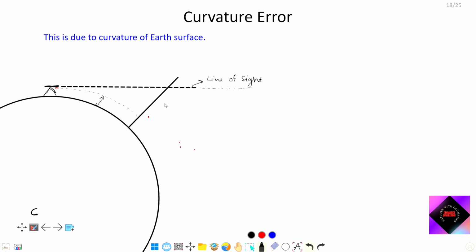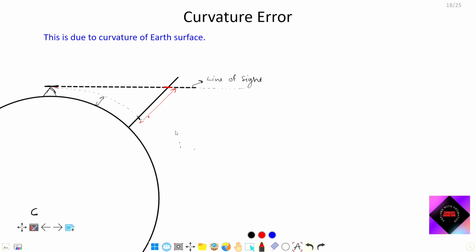So because of this, an error comes. This much error comes up. In actual, for the correct reading, we should sight this point on the staff, but in actual we are sighting here. We require to sight this point, but we are sighting here. So this much amount of error comes up.